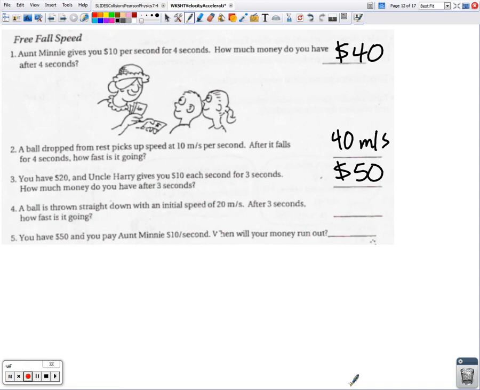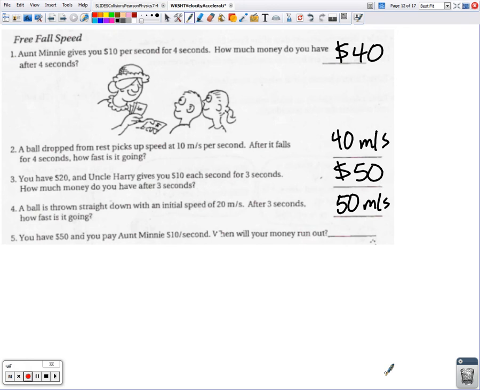Number 4 says a ball is thrown straight down with an initial speed of 20 meters per second. After 3 seconds, how fast is it going? Making an analogy between the Uncle Harry example in number 3 and number 4, you might be able to make an educated guess about how fast the object is going. Okay. The correct answer here is going to be 50 meters per second. Okay?